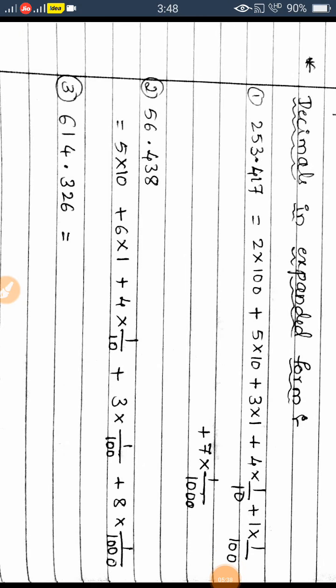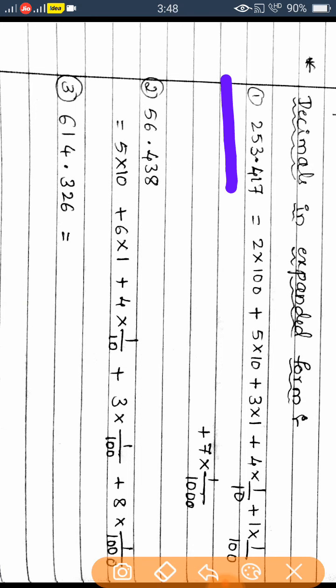In the same way, the expanded form of 253.417. 200 means 2 into 100, plus 50 means 5 into 10, plus 3 into 1. You know that. So after the decimal, how will we write? 4 is in the tenths place, and tenth is nothing but 1 by 10, so it is 4 into 1 by 10. Plus 1 is in which place? It is in the hundredths place, so it is 1 into 1 by 100. Plus 7 into 1 by 1000 because it is in the thousandths place.